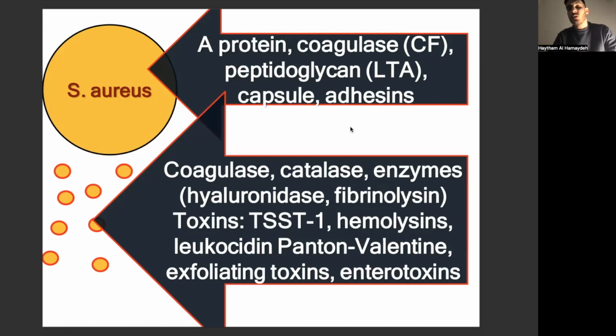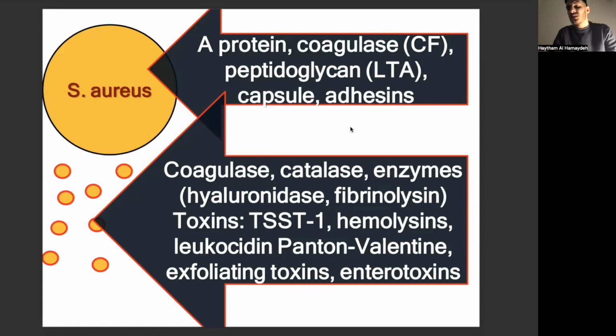Enzymes that are released by aureus are hyaluronidase and fibrinolysin. Hyaluronidase breaks down hyaluronic acid, a substance within our body that helps to stick our body cells together. This is very useful as it breaks this structure and gets in between cells so that it can hide from white blood cells that can break it.